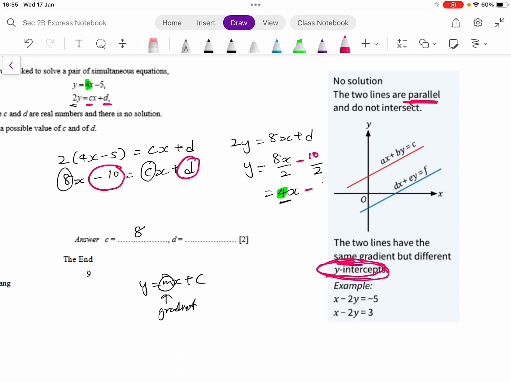because if I were to sub this in here and replace this with minus 10, I will get back minus 5, which is the same y-intercept. So that's not possible. Any y-intercept is possible except for minus 10. So D can be 4, for example 6, anything but minus 10.